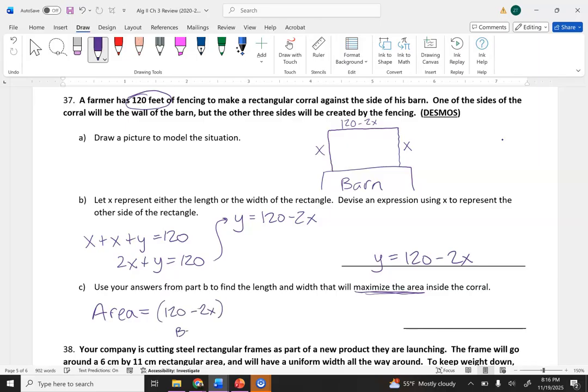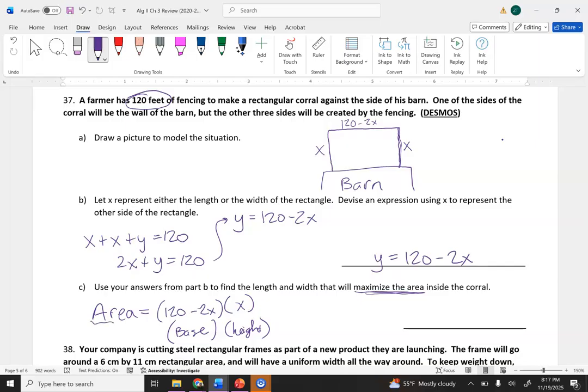All right, so that's our base. And then the height of the rectangle is just simply going to be this x side length. That's the height. So our equation is area equals (120 minus 2x) times x. And that's an equation that we can go and type into Desmos.